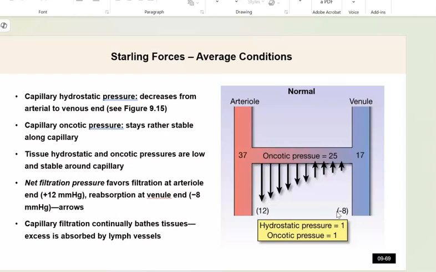So you can see here that the pressures change, and this is how it changes what comes across and how we exchange based on these pressures. Pretty straightforward. We're just understanding that the oncotic or colloid pressure and the hydrostatic pressure are all the variables that determine how we exchange at the capillary level.